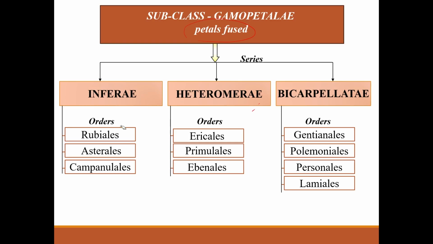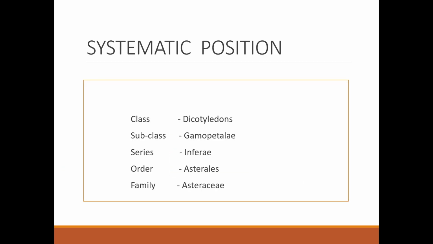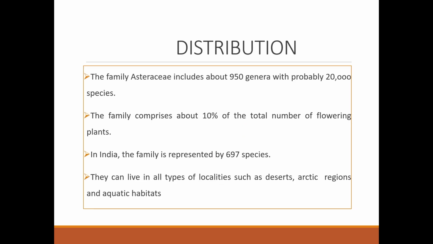We have to study the Inferae. We don't have any representative family from the Heteromerae, and then we will study the Bicarpellatae. Starting with the series Inferae, we will study the order Asterales, as we are going to study the family Asteraceae in the order Asterales. As I have told you, according to Bentham and Hooker, this family is placed in Dicotyledons. The subclass is Gamopetalae, that means the petals are fused, and the series is Inferae, that means the ovary is inferior, the order is Asterales and the family is Asteraceae. This is the Bentham and Hooker system of classification.